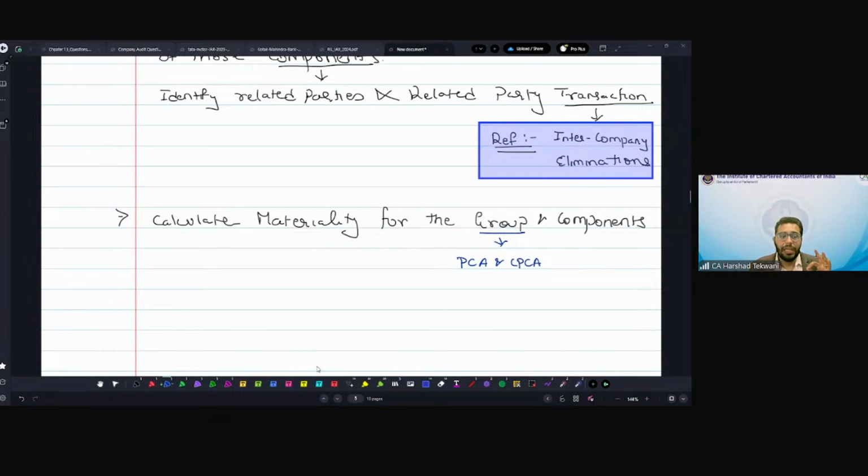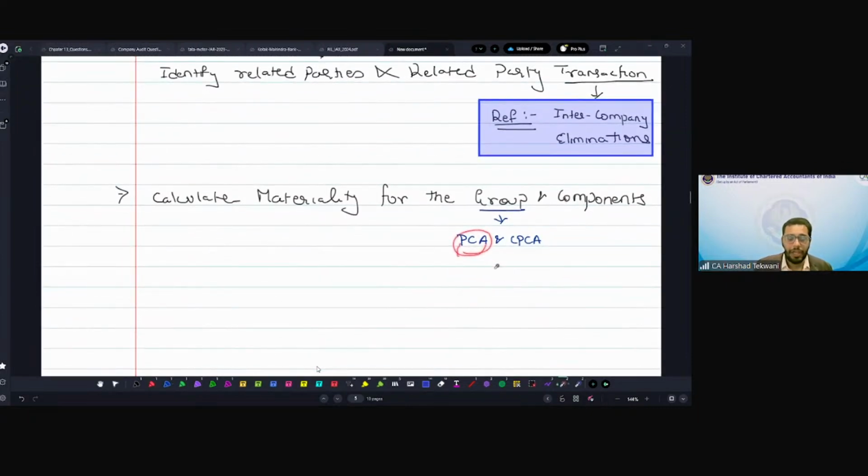But materiality for the group will help me understand whether these permanent consolidation adjustments are material, and if there is a misstatement in them, whether that is a material misstatement or not. Similarly, if there are current period consolidation adjustments, whether these adjustments are material, and if there is a material misstatement in them, that will impact my opinion. Now, why am I required to compute materiality for the components?